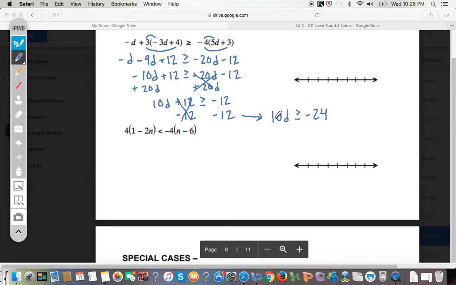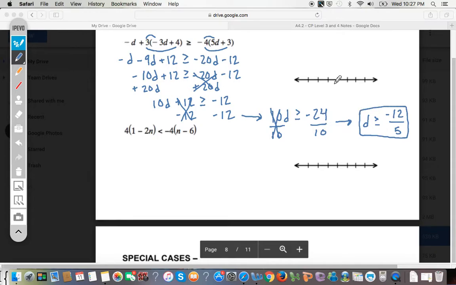Okay, so to get d by itself, I have a positive coefficient of 10 here, so I do not need to flip my sign. So these 10's cancel. So I'm left with d is greater than or equal to negative 24 over 10. I can simplify that fraction, so the top number is divisible by 2, so that is negative 12. Bottom number is divisible by 2, so that is 5. So this is my solution right here.